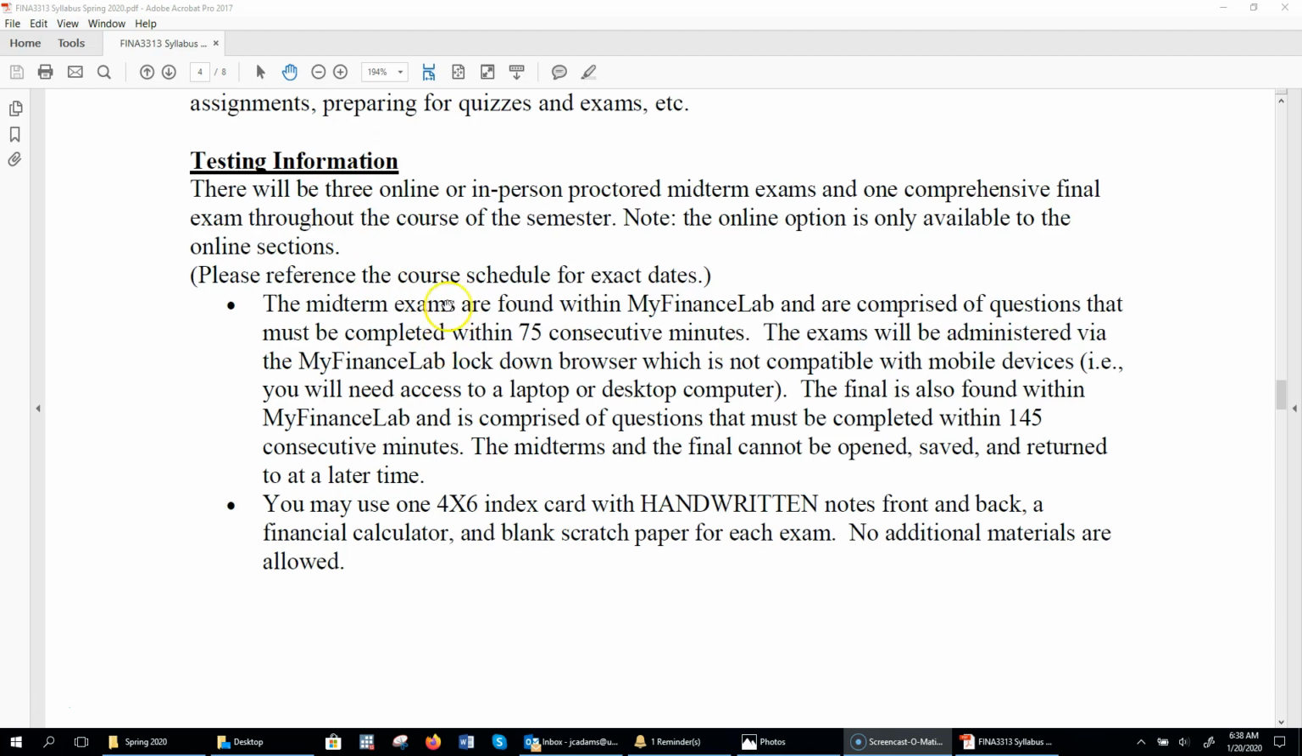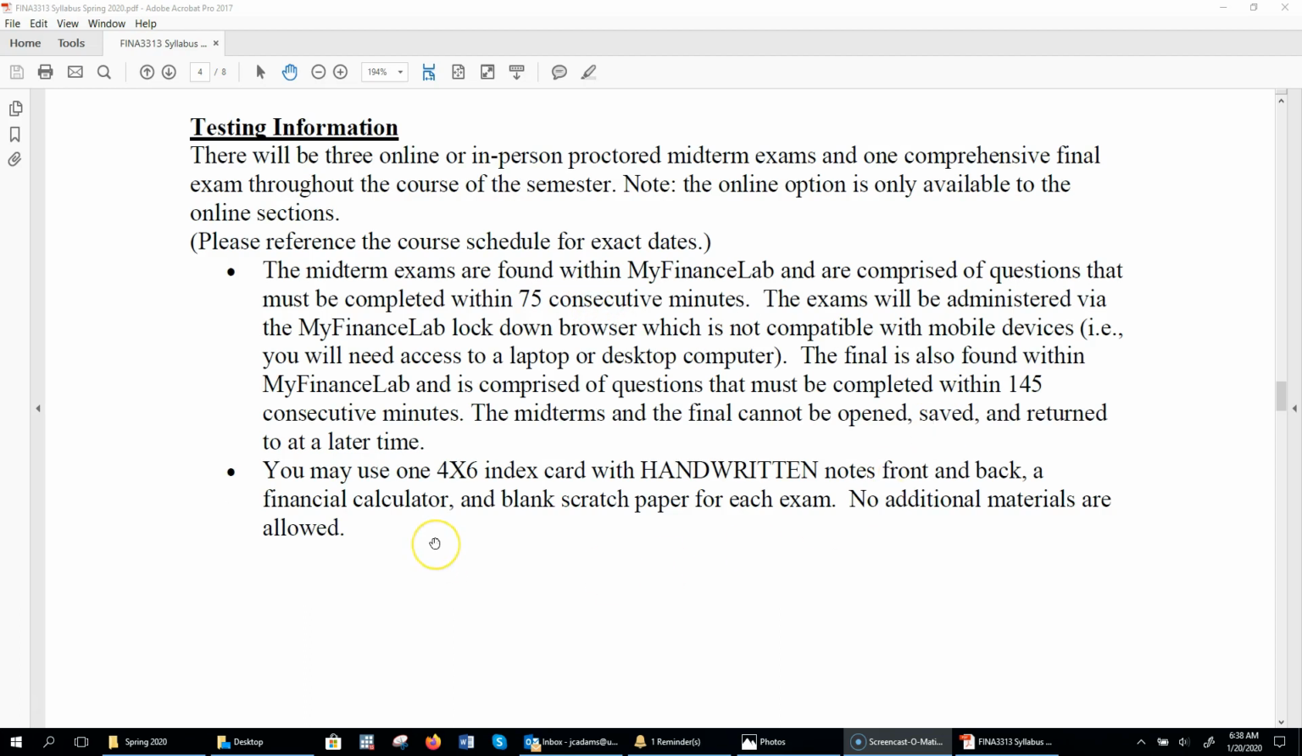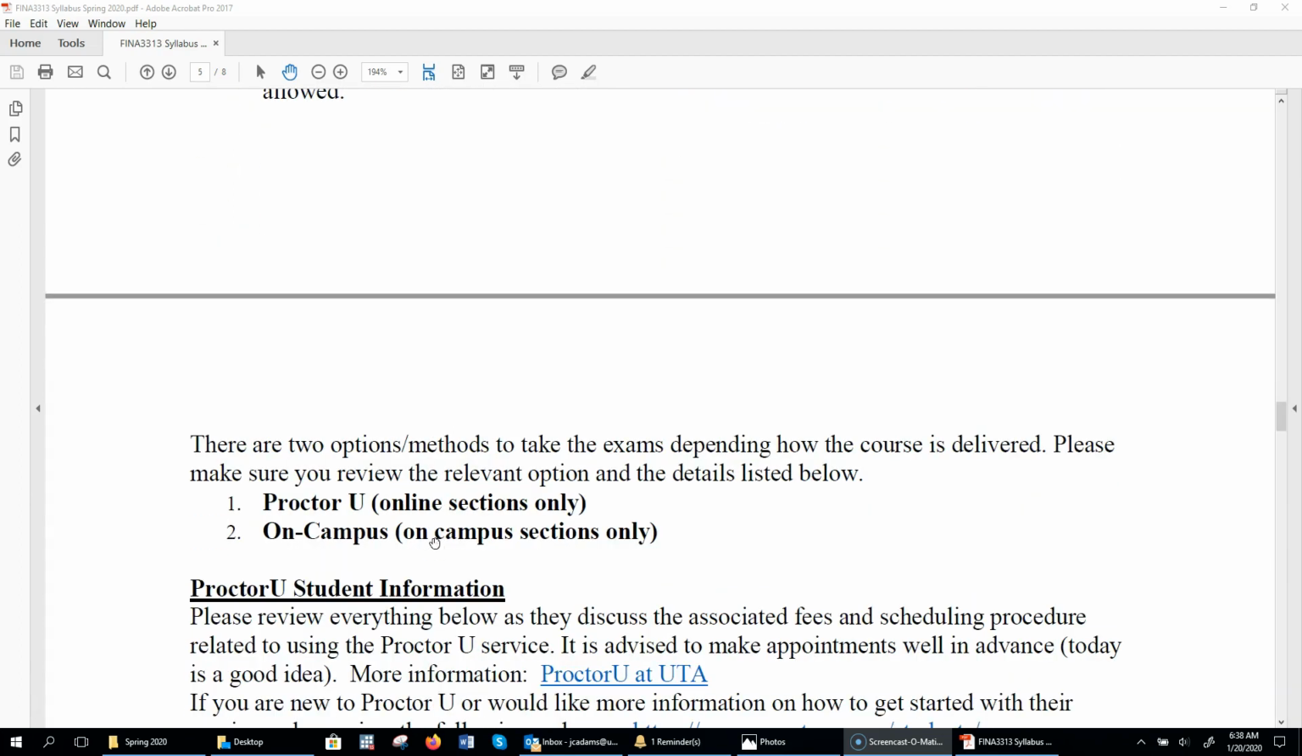Okay, the tests will all be online in my finance lab, and typically you have 75 minutes for them, except for the final exam, which you have 145. For each one of the exams, you can use one 4x6 index card with handwritten, not computer generated, not computer printed, but handwritten notes front and back. And you can have a financial calculator and some scratch paper. No additional materials are allowed on the exams.